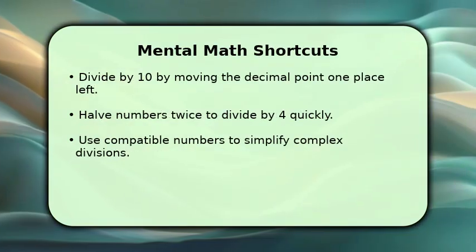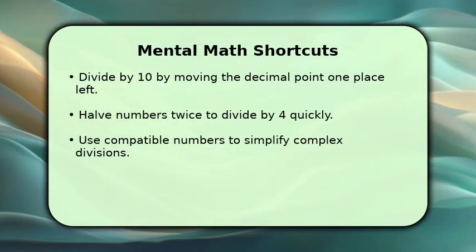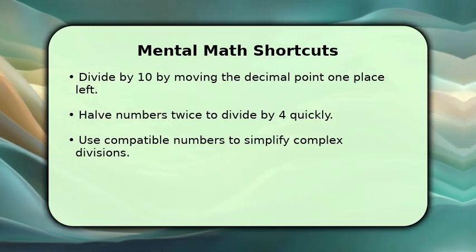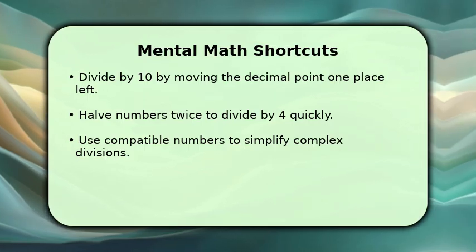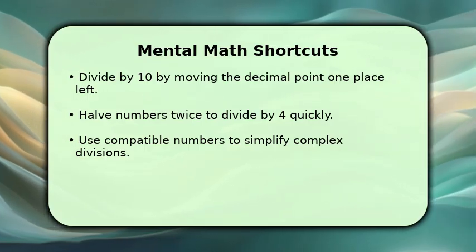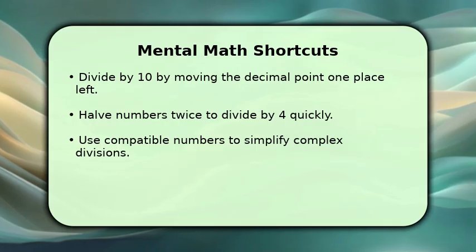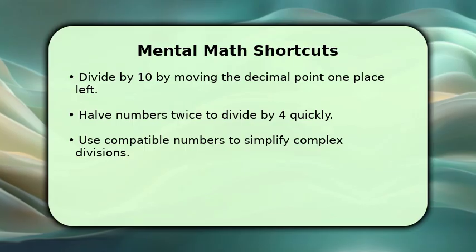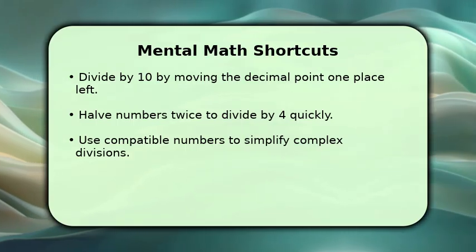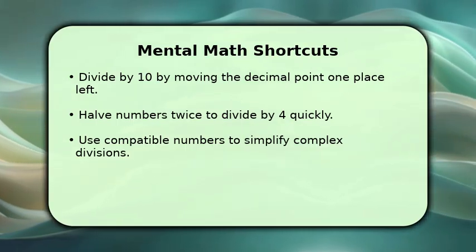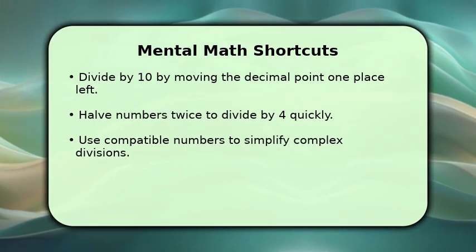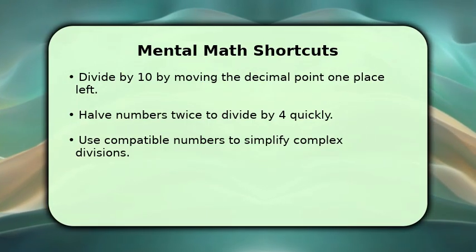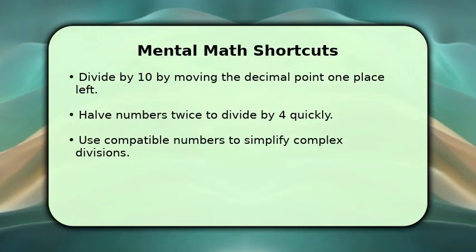Let's explore some mental math shortcuts to boost your division speed. To divide by 10, simply shift the decimal point 1 position to the left. For instance, 250 divided by 10 becomes 25. When dividing by 4, you can halve the number twice. So, 80 divided by 4 is 40 halved, which is 20. Also, look for compatible numbers that are easy to divide, like changing 99 divided by 3 to 90 divided by 3 plus 9 divided by 3.